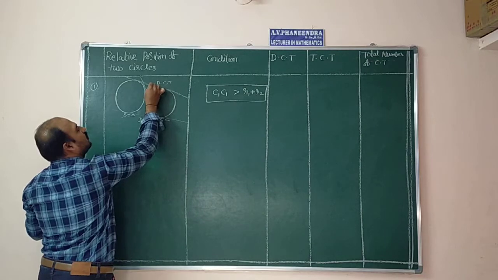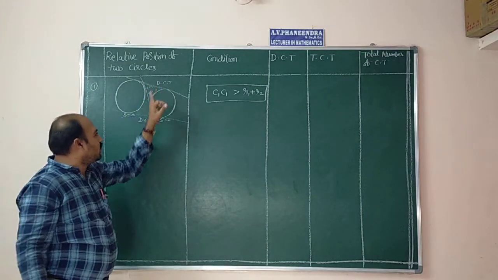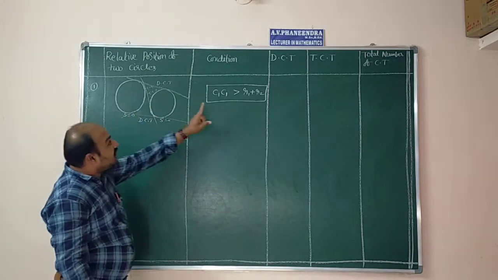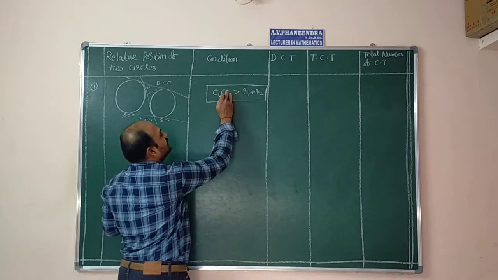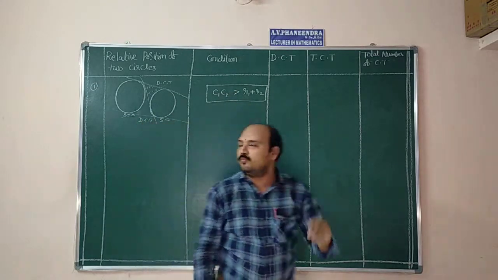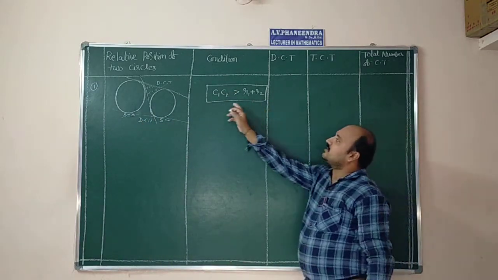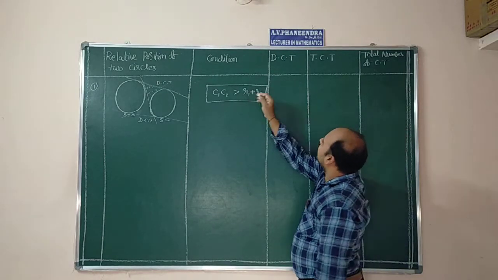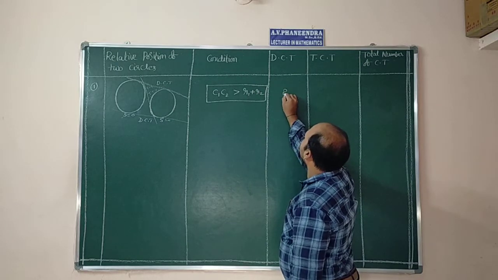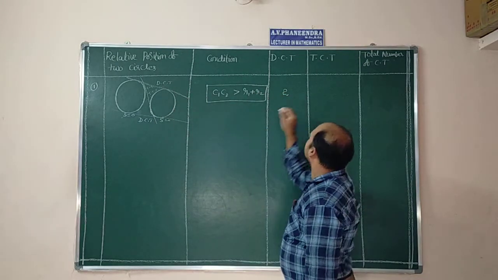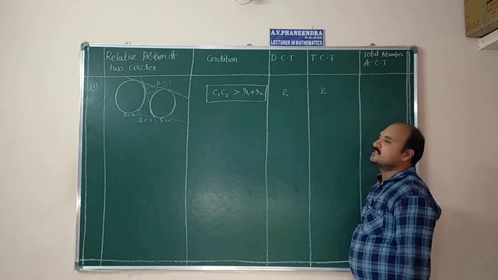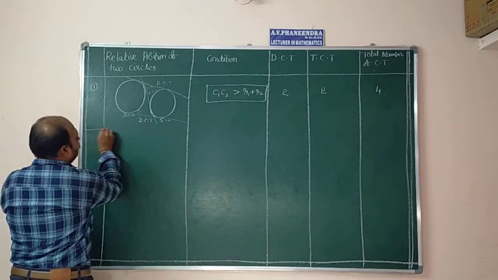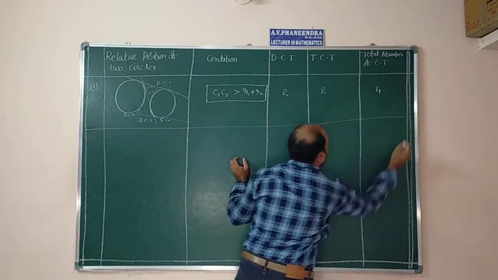So, how many direct common tangents? Two direct common tangents and two transverse common tangents are possible when the case is C1 C2 is greater than R1 plus R2, when the circles do not intersect and one circle is away from the other circle. Total number of common tangents is 4. This is about the first condition.